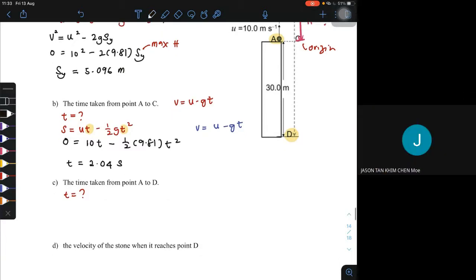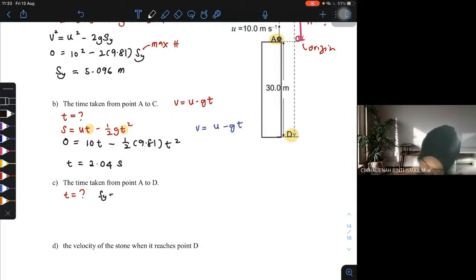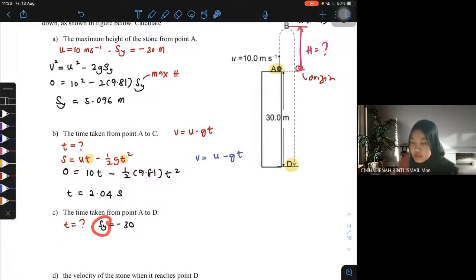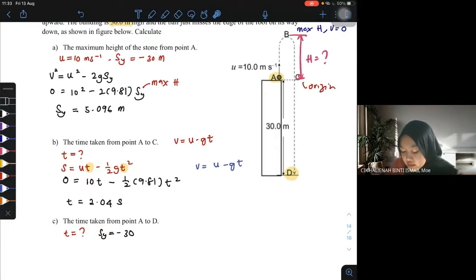Negative 30. It will be negative 30. Okay, sebab sekarang ni S ni adalah displacement, right? It is the shortest distance. So shortest distance adalah daripada point A straight to point D. Tidak perlu lagi naik atas, lepas turun bawah semula. Itu adalah kita panggil sebagai distance. But now it is displacement. Displacement adalah shortest distance daripada A straight to point D. That's why kita gunakan this one.